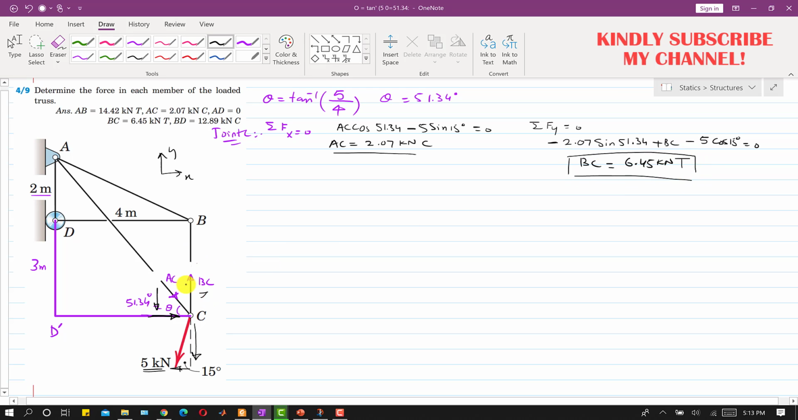So now if this BC force is acting away from this joint C, it will be acting away from that joint B, and similarly this AC force will be acting towards this joint A. So let me draw it here.